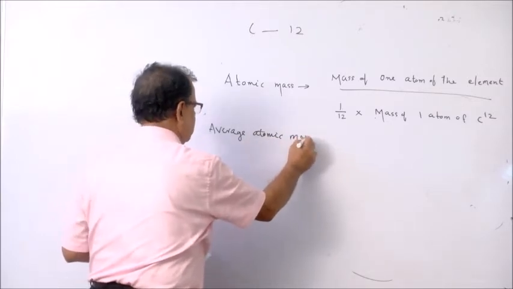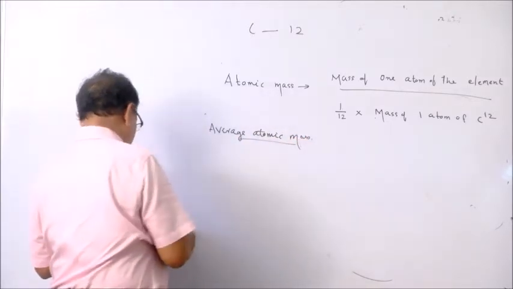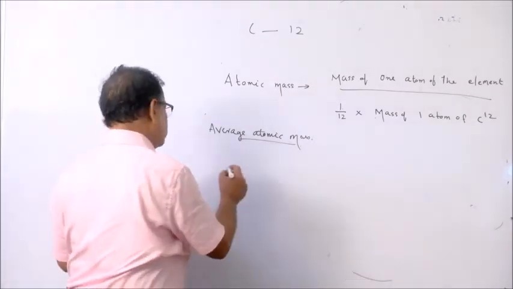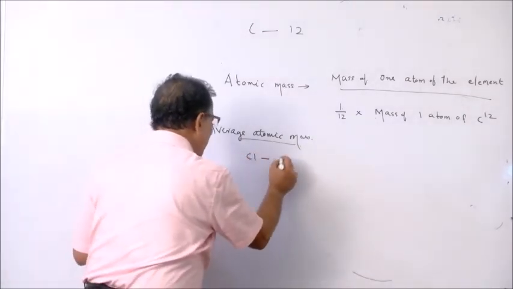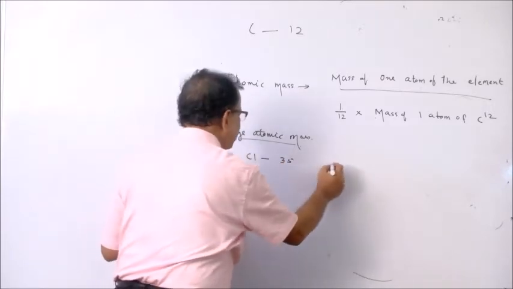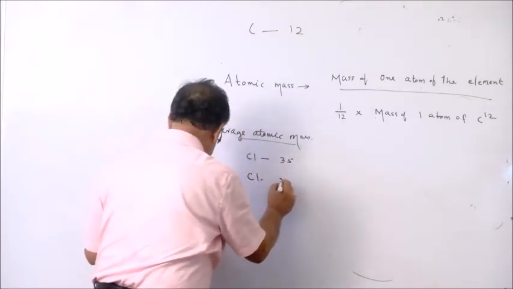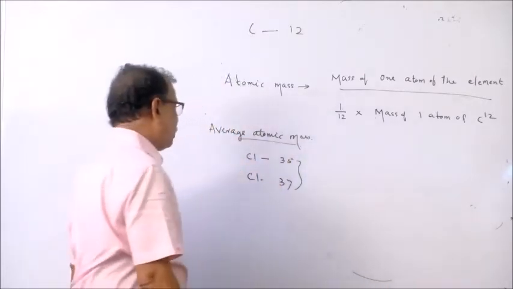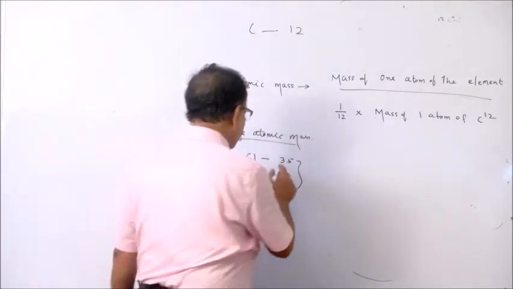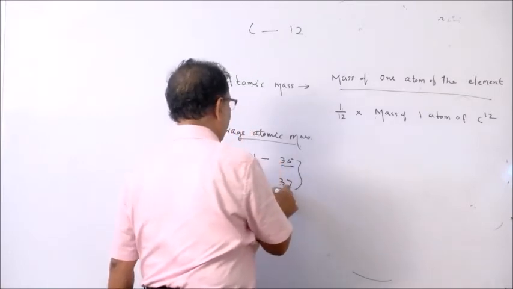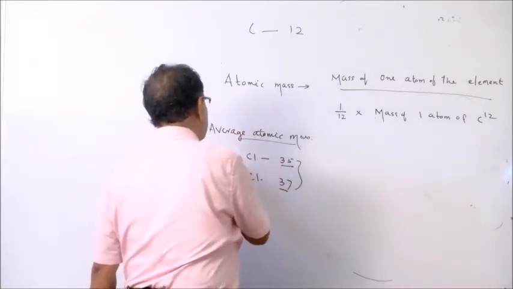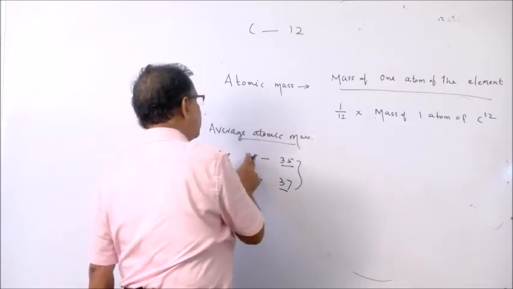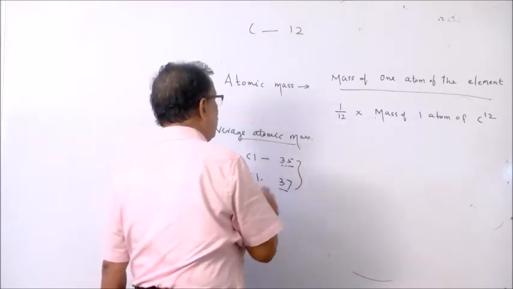We can find out the average atomic mass. For elements having different atomic masses, suppose chlorine 35 and chlorine 37 in the ratio 3:1. Chlorine has atomic masses 35 and 37; these different atomic masses are called isotopes. The same element having different atomic masses is called isotopes.